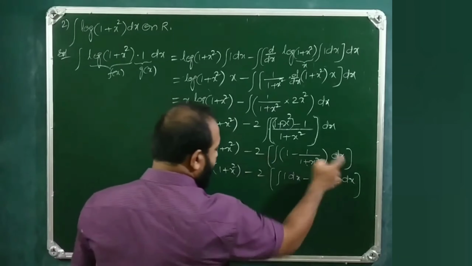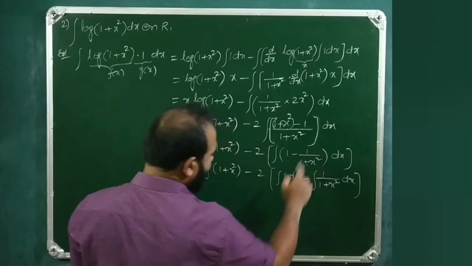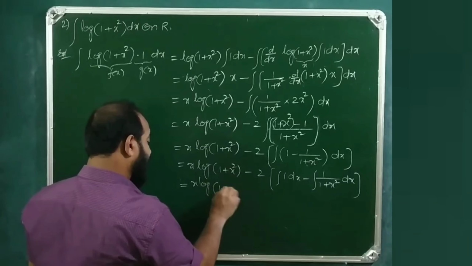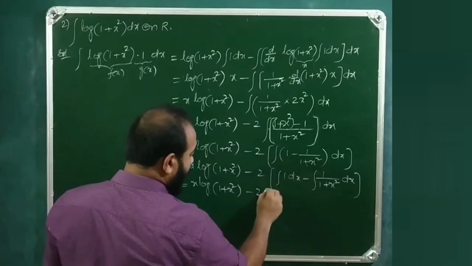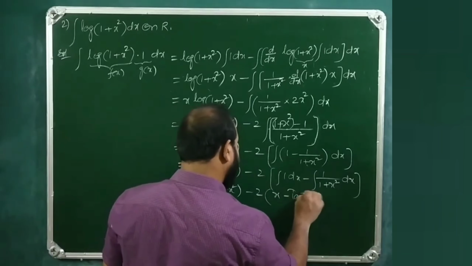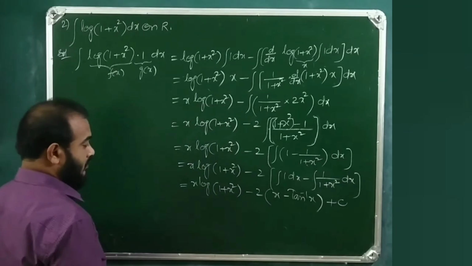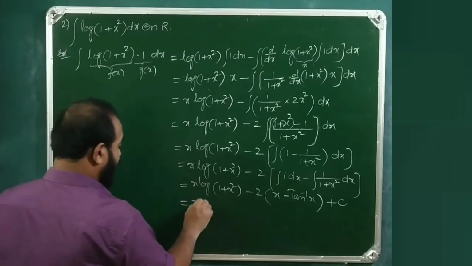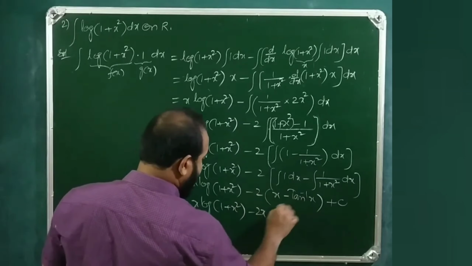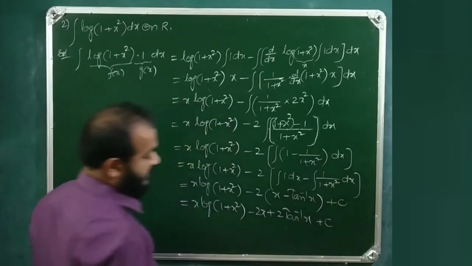So this integral is distributed for these two functions. So x log 1 plus x square minus 2 into integral 1 dx is x minus integral 1 by 1 plus x square dx is tan inverse x plus constant of integration c. This is equal to x log 1 plus x square minus 2x, minus into minus is plus, 2 tan inverse x plus constant of integration c.